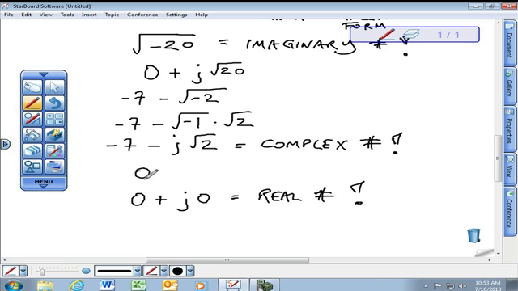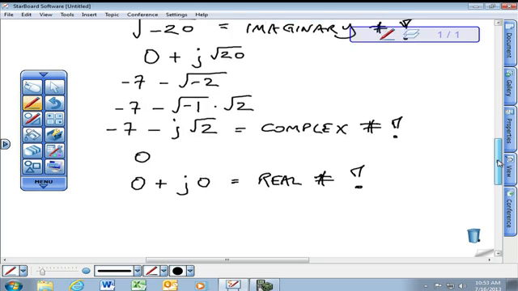All right? It is real. Why? Because there is no J. As soon as this little coefficient becomes something other than 0, then you're talking either complex, if you happen to have a real portion, or imaginary. Okay, if you have 0 here for your real, but 0 all on its own, you would actually consider it to be a real number, right? But this would be written in the complex number form. All right.